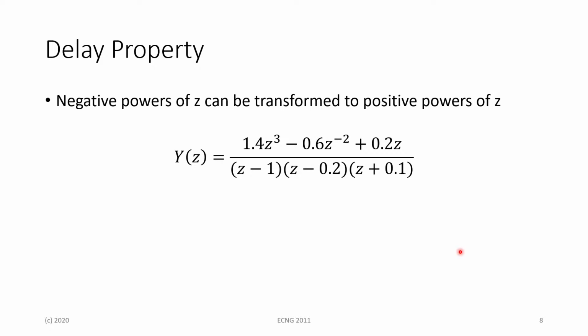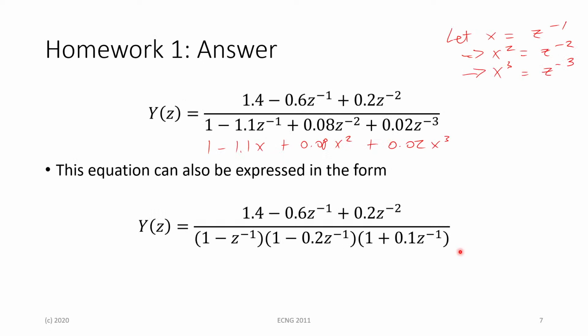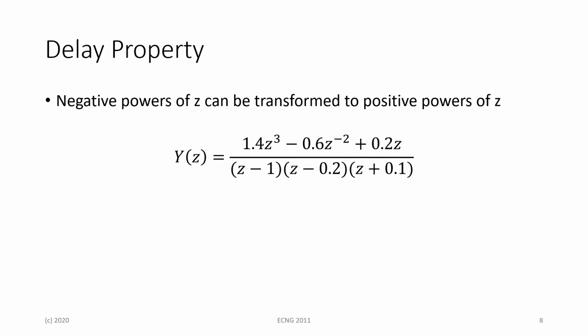Similarly, if you don't want to deal with negative powers of z, you can transform these into positive powers of z accordingly. In order to do this, you multiply the numerator and denominator here by z cubed. So if you want to transform this to positive powers of z, you just multiply the numerator by z cubed and the denominator by z cubed to get into the positive powers of z.